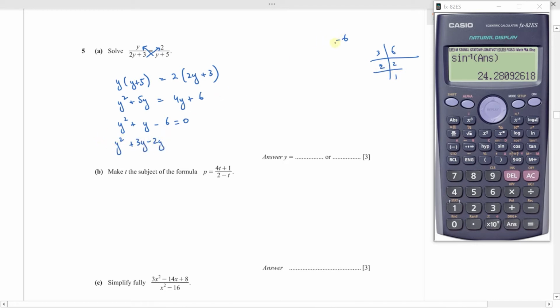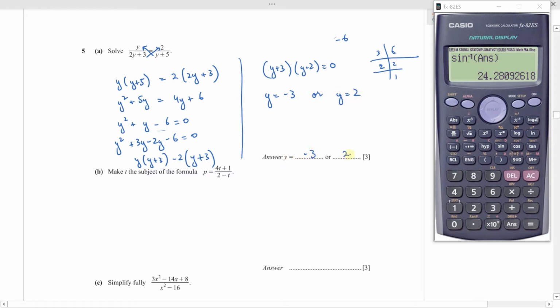I subtract them because this was negative 6. The product of this constant multiplied by this coefficient of y square, which is 1 here, is minus 6. So since it's a minus sign, I will subtract the 2 and then minus 6 equals to 0. Y, I'll take common y here, y into y plus 3. I'll take minus 2 common here, I'll be left with y plus 3. So if I continue up here, I'll get y plus 3 times y minus 2 equals to 0. So y equals to minus 3 or y equals to 2. So minus 3 or 2.